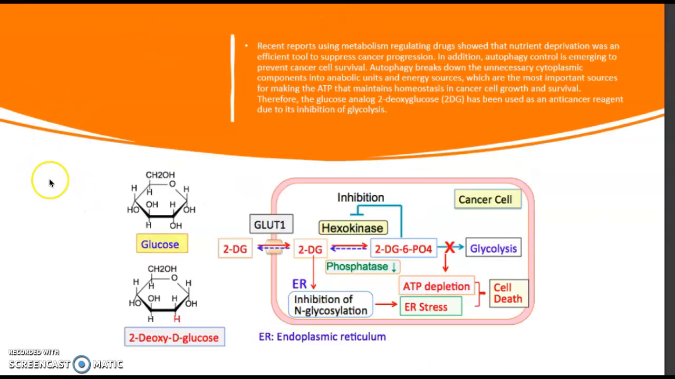Look here, if we check the whole process, in the absence of glucose, 2DG is there, and hexokinase is inhibited in its conversion, so it will disrupt the process of glycolysis. There is no oxygen requirement. That's why scientists are saying that by using this drug, the oxygen requirement will slow down, and because hexokinase is inhibiting glycolysis, ATP depletion will occur and there will be less energy. Secondly, when 2DG moves into the endoplasmic reticulum, there will be inhibition of N-glycosylation. As a result, endoplasmic reticulum stress will occur. Both processes will lead to cell death.